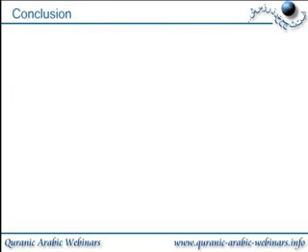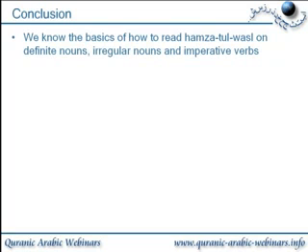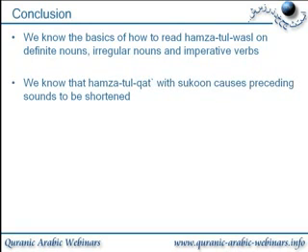So in conclusion, we know the basics of how to read hamzatul wasl on definite nouns. That's obviously with the al, the definite article. Irregular nouns, there was only a handful of them, which you can go back and write down from the slide. And we've got the imperative verbs, which we've just covered, so whether you read a kasra or a dhamma on top of the hamzatul wasl. We know that the normal hamzas with sukoon cause the preceding sound to be shortened. So we saw that as well.